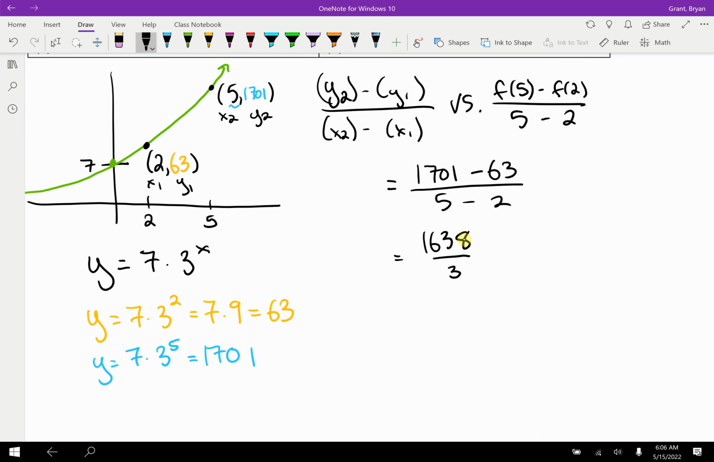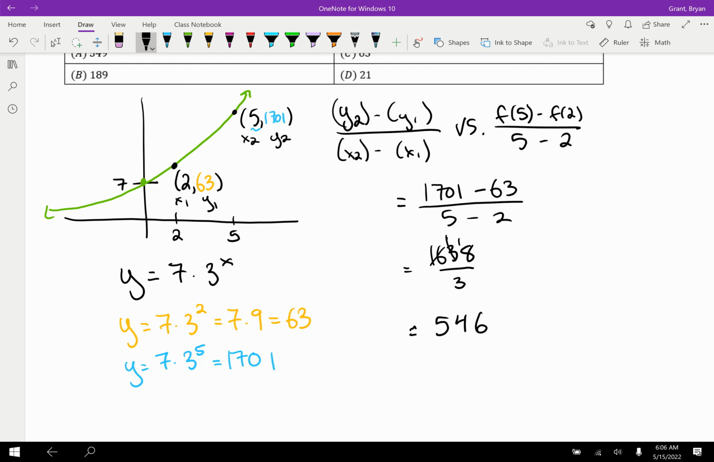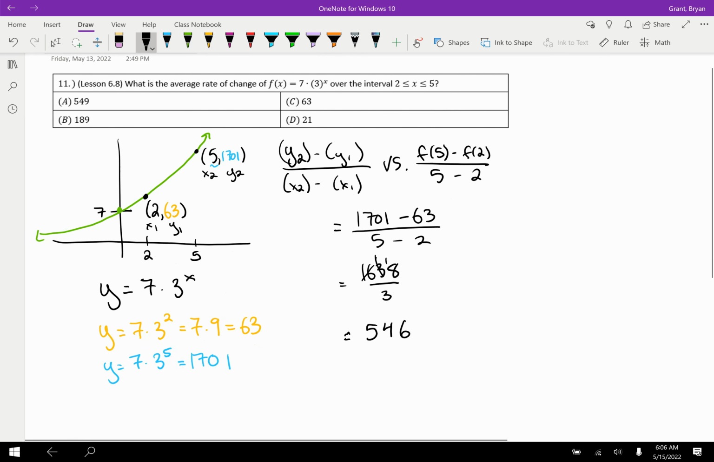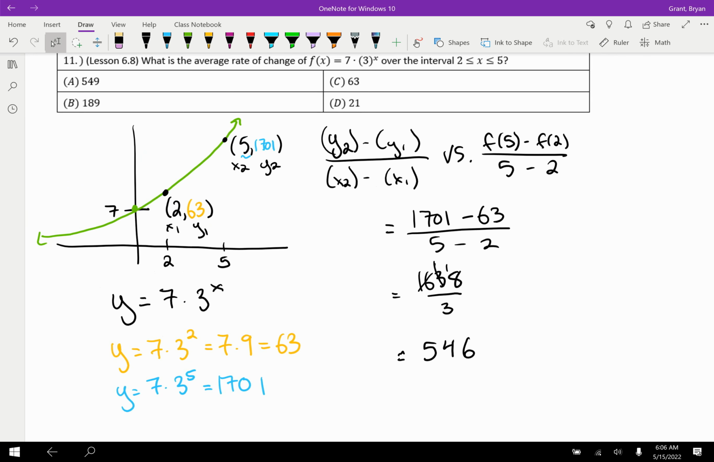If I add these together, 11, 17, 18, 3 goes nicely into this. I'll try some mental math here. You could do this on your calculator, of course. 3 goes into 16 5 times with 1 left over. 3 goes into 13 4 times with 1 left over. 3 goes into 18 6 times. I'm getting 546. If we look up above, it says it's 549, so I probably did some math incorrectly somewhere.